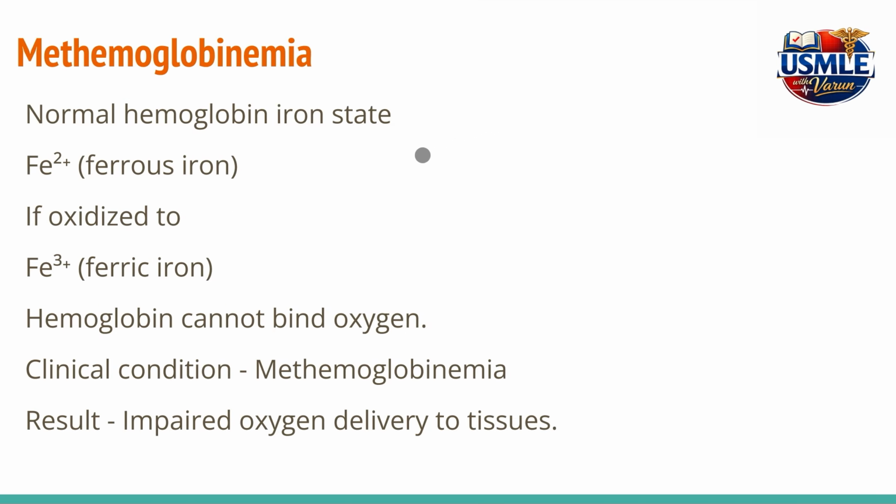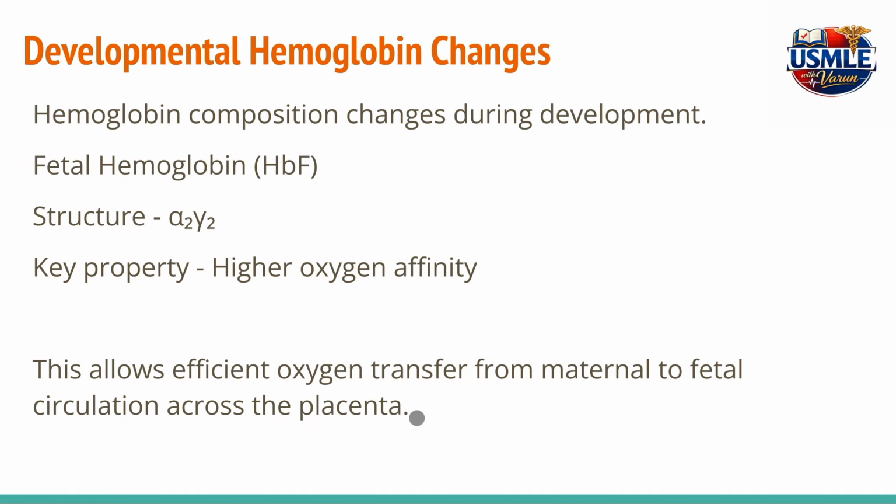Now, a very important concept: hemoglobin can only bind oxygen when iron is in the Fe+2 state, or ferrous state. So if it gets oxidized to the ferric state, or Fe+3 state, it can no longer bind oxygen. This condition, where the heme is oxidized to the Fe+3 state, or ferric iron, leads to inability to bind with oxygen. This is called methemoglobinemia. Clinically, this leads to impaired oxygen delivery even if oxygen levels are normal.